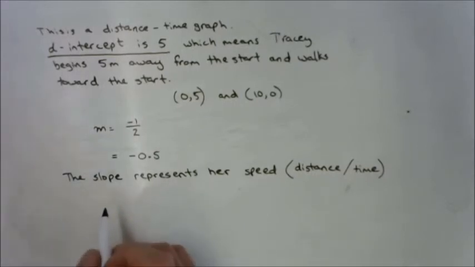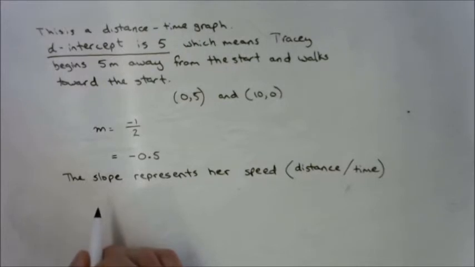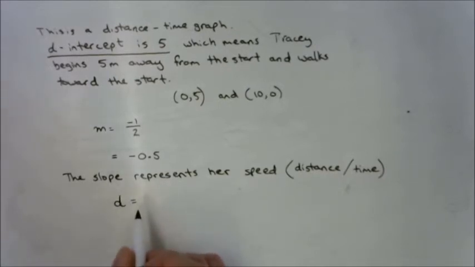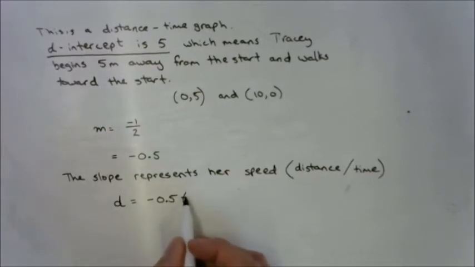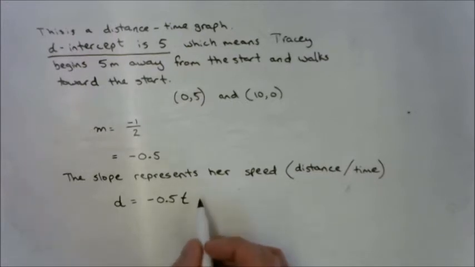Right? So let's write an equation for this. We're relating, what are our variables again? In this situation? D and T. So D relates to T. D varies indirectly with T. So we got D equals slope, which goes in the same spot as it always does, negative 0.5 T, which is our independent variable. And where is she starting from? Plus 5.